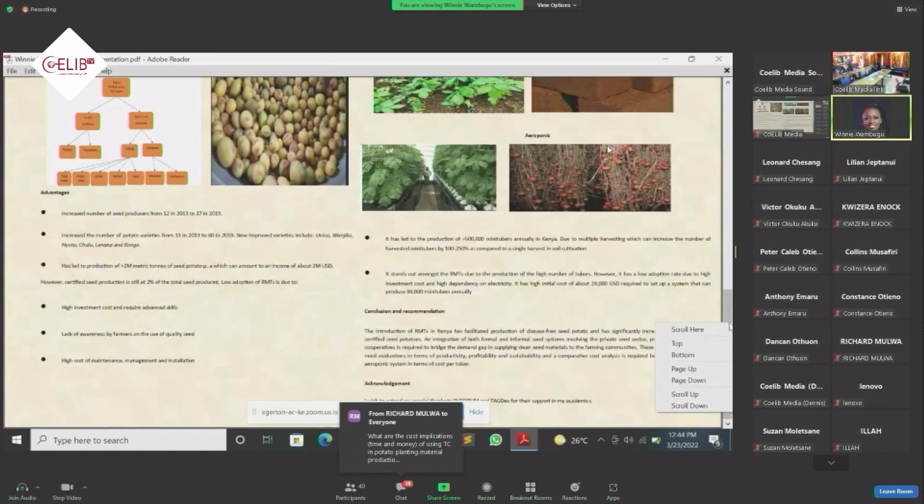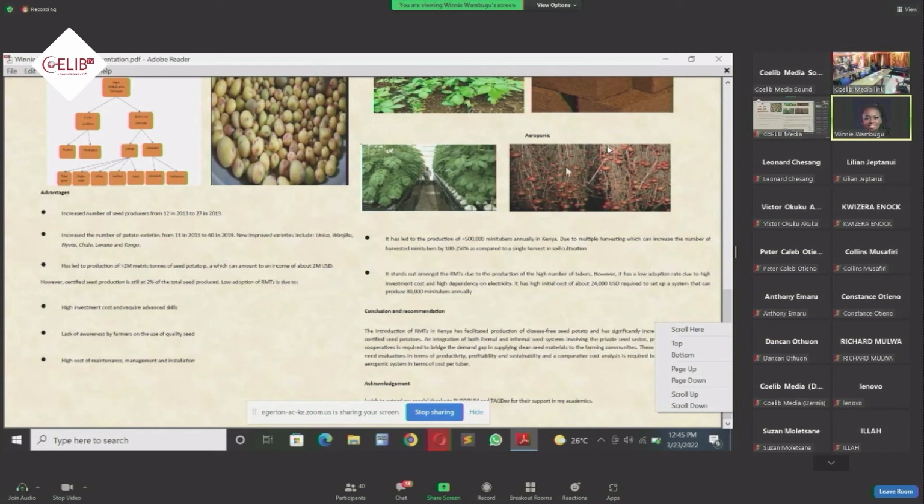The last RMT technique is the use of aeroponic system. Aeroponic system involves plant cultivation without incorporating soil or substrate culture. Since the introduction of the aeroponic system, it has led to production of more than 500 mini tubers annually in Kenya. And as you can see, this is a picture of the aeroponic system.